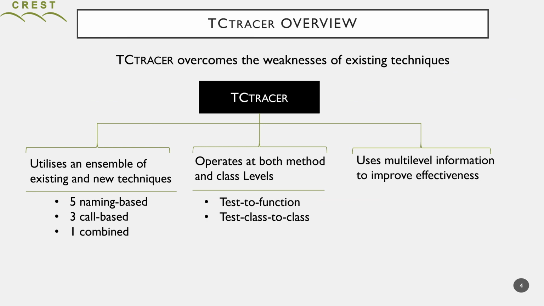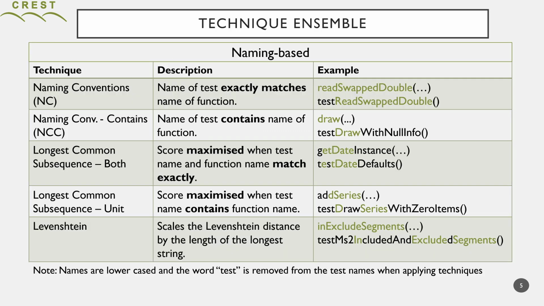So, in order to overcome the weaknesses of the existing techniques, we have formulated and implemented an approach called TCTRACER, and it improves on the existing techniques in three main ways. First of all, it utilizes an ensemble of existing and new techniques, with the idea being that the strengths of the individual techniques will be combined. We also operate at both the method and the class levels, which previous systems haven't, and we use this fact to utilize multi-level information to improve effectiveness at both levels.